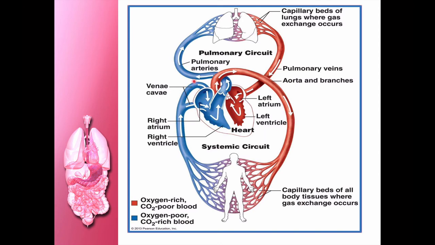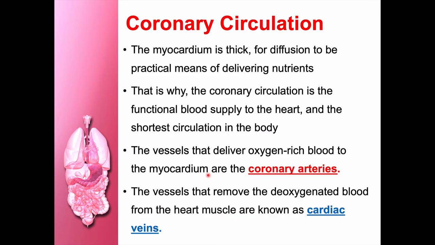The right heart is circulating the deoxygenated blood. The circulation between the heart and the lung we call pulmonary circulation. The circulation between the heart and all parts of the body we call systemic circulation. So the left heart is circulating oxygenated blood, the right heart is circulating deoxygenated blood. That's why it is given blue and red in color. Now let's discuss the coronary circulation.